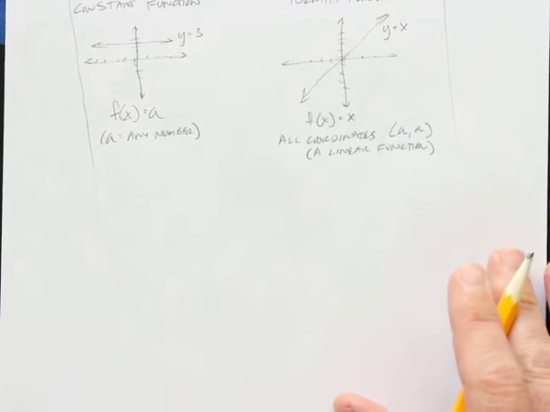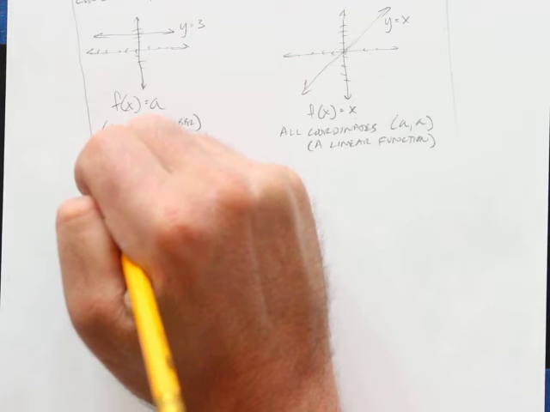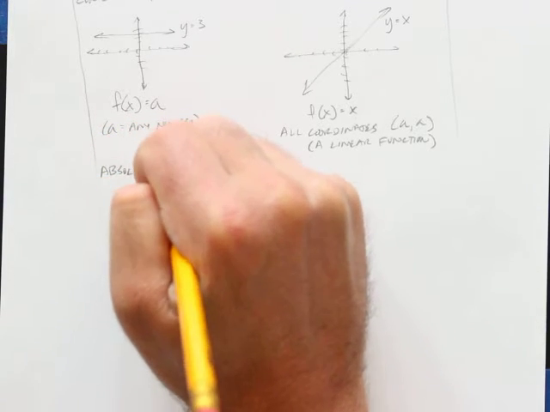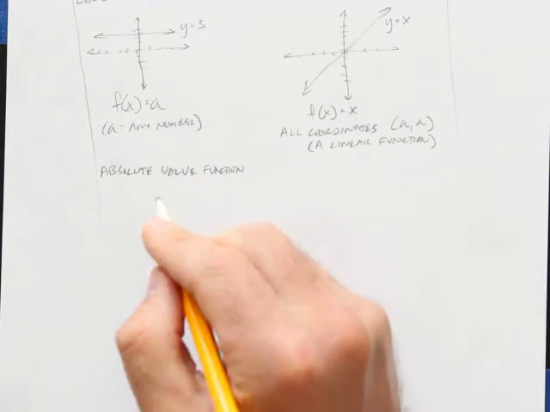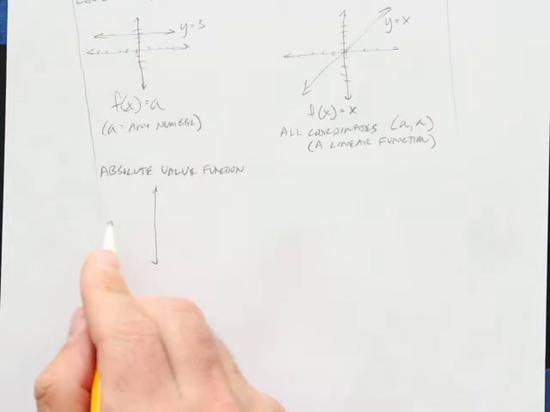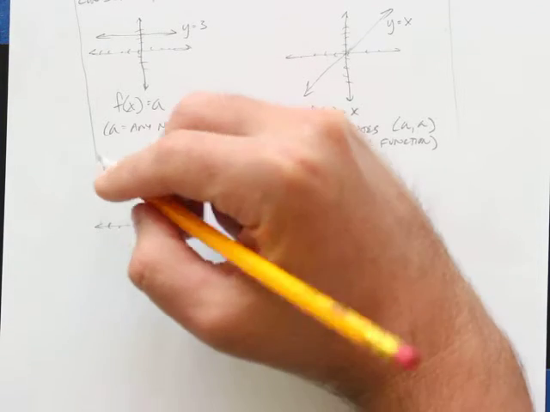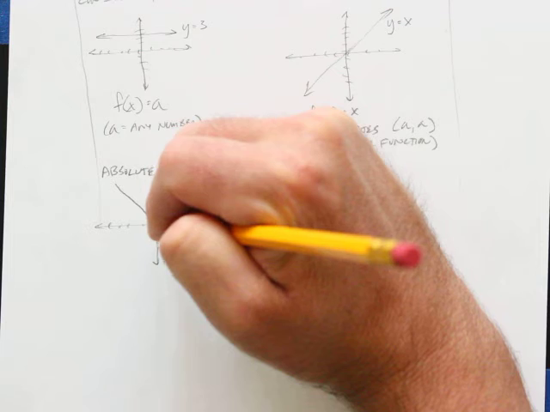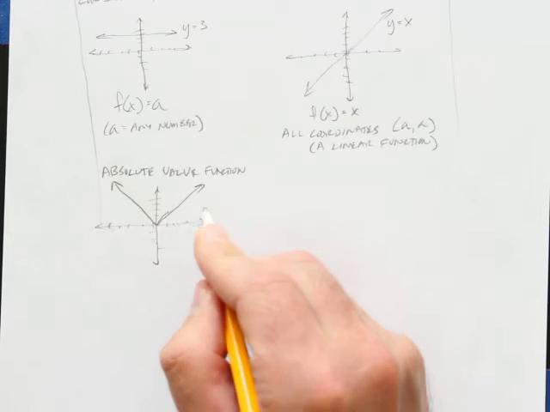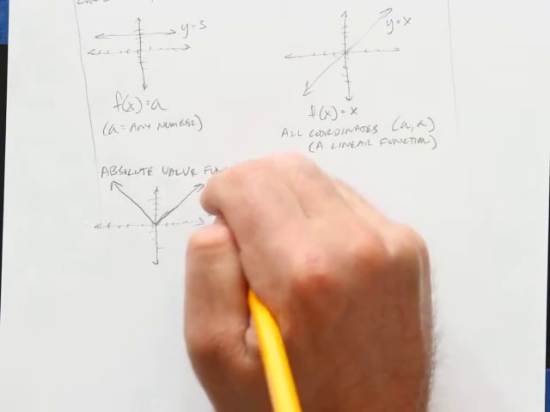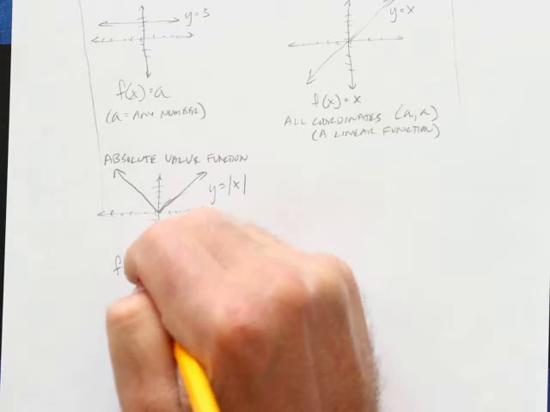Okay, we've got two more, and then we're going to start looking at some translations. Absolute value function. If I were to draw my coordinate plane, and I were to draw a line coming down right here to the origin, and then I draw it coming right back up as if the y-axis was a mirror to it. This is y equals the absolute value of x, and f of x equals the absolute value of x.